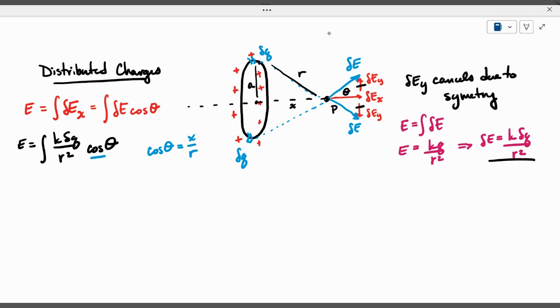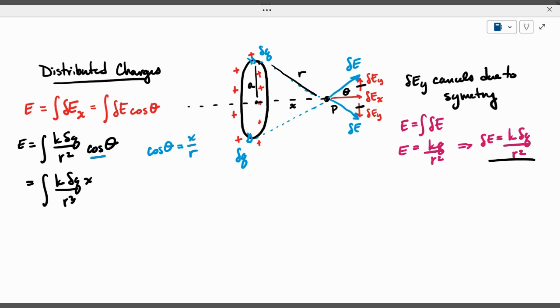And when I do that, I then get the integral of k dq over r squared times x over r again. So really this becomes r cubed. All right, cool.